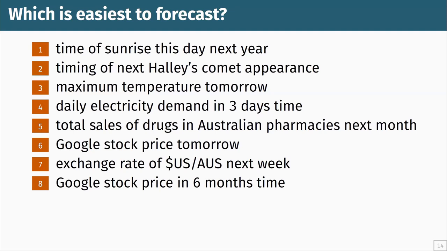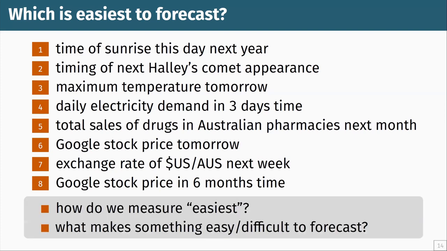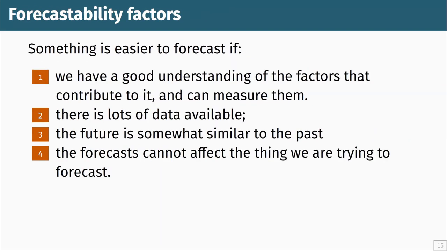Why that order? You might think that makes some intuitive sense, but can we put some science around it? So we've come up with some factors that describe when something's easy to forecast.